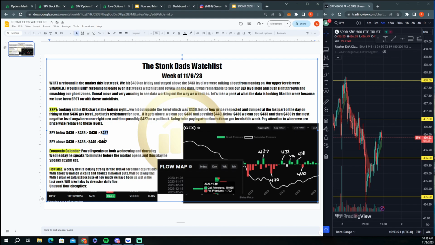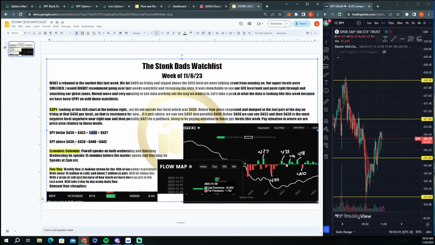So you can see I have 433 as the next one. So dealers will have to support that move to the downside towards 433 if it gets below 436. And then if it gets below 433, they'll have to support it towards that big level 430, which is here. And then eventually 427 if it got below.